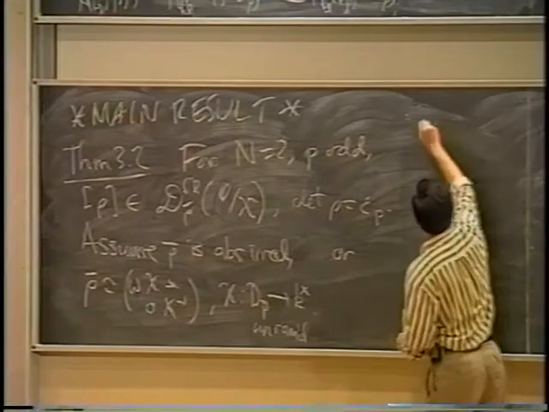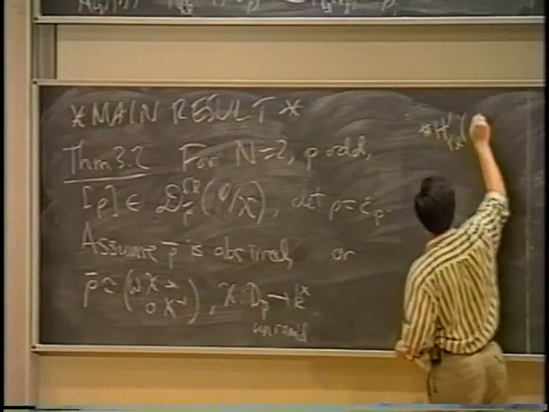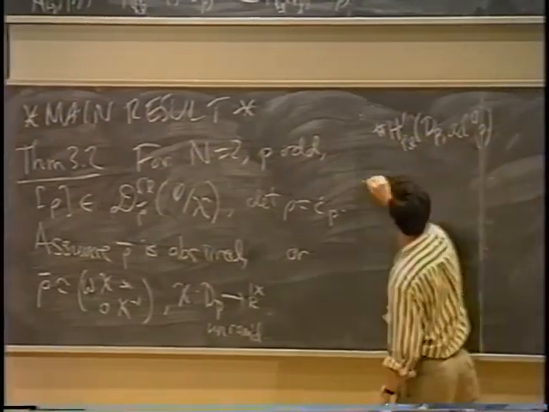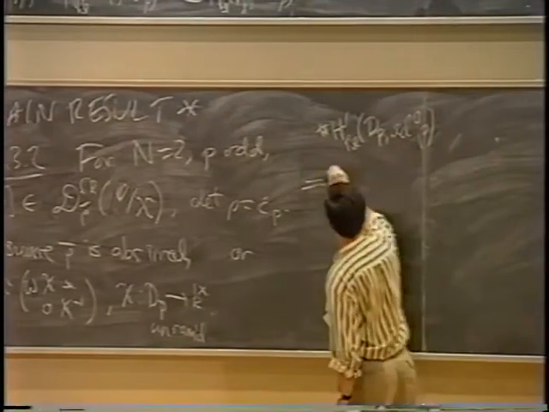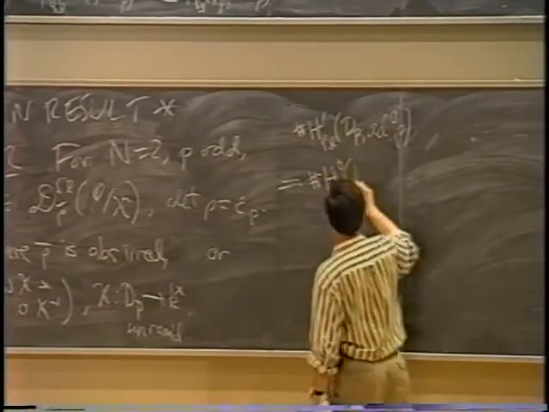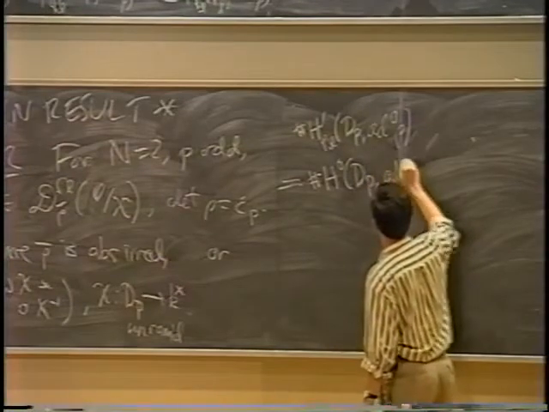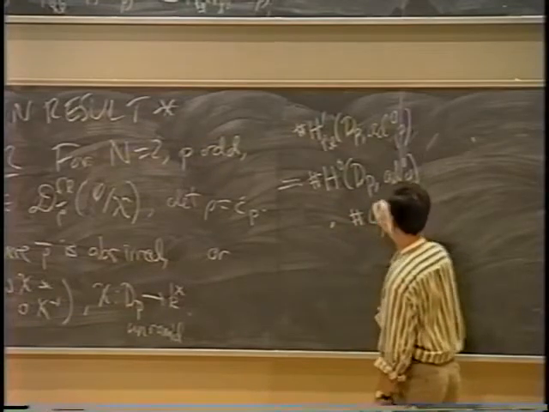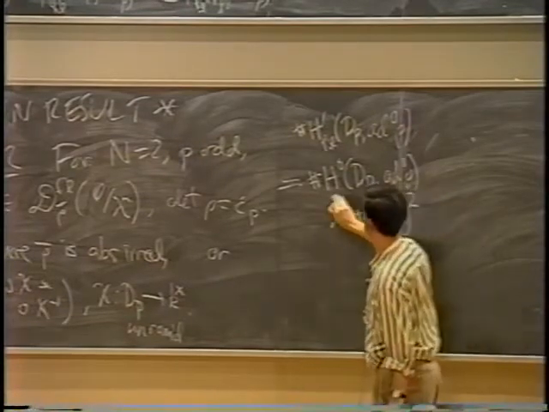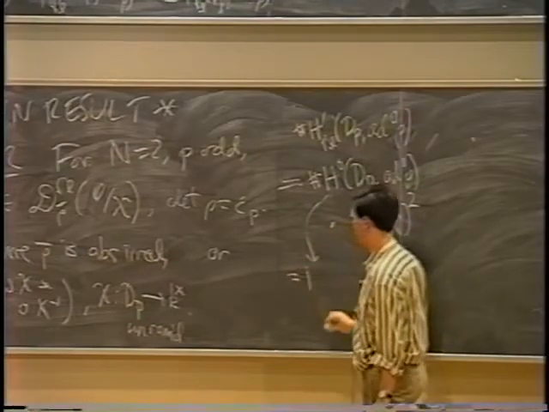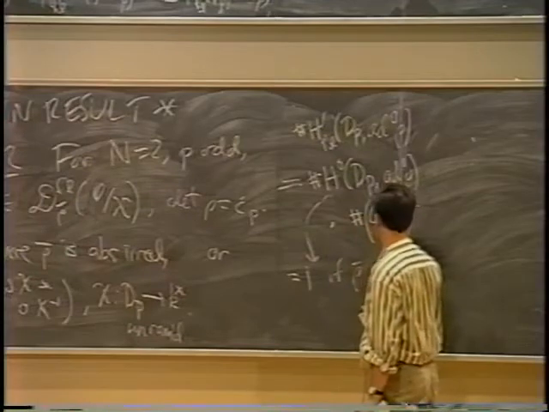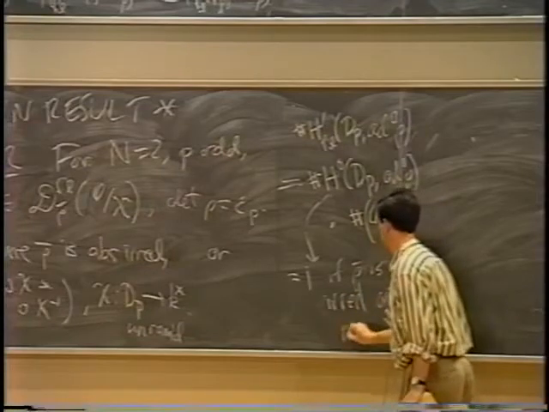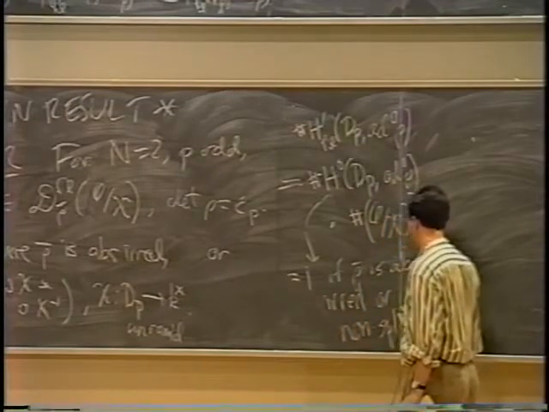Okay, then we have the size of H1 flat of D_p, with values in ad rho 0 can be computed exactly. That's going to be the size of H0 of D_p with ad rho 0 times the size of O mod lambda to the n squared. Notice, by the way, that this thing equals 1 if rho bar is absolutely irreducible or non-split. That's a calculation with centralizers.